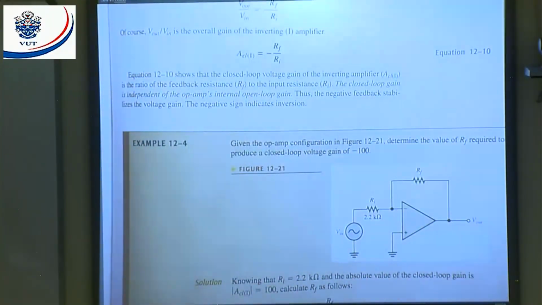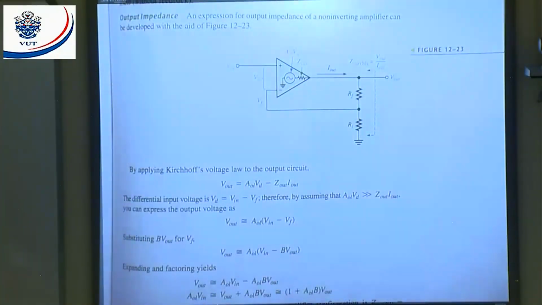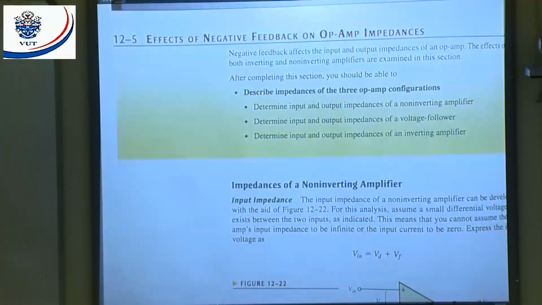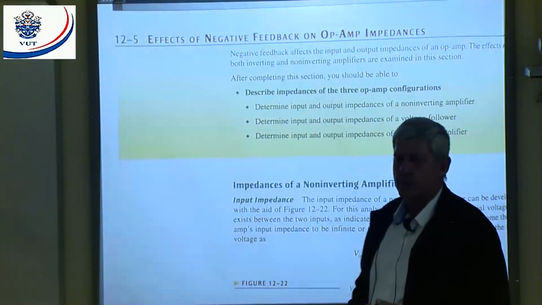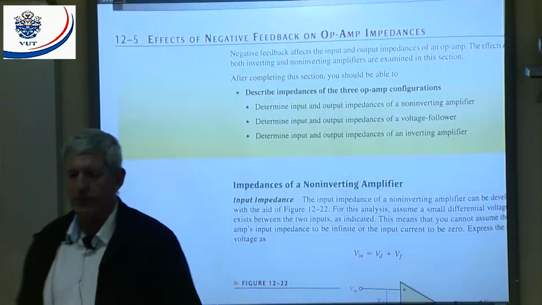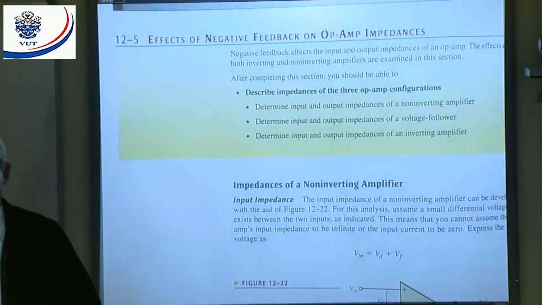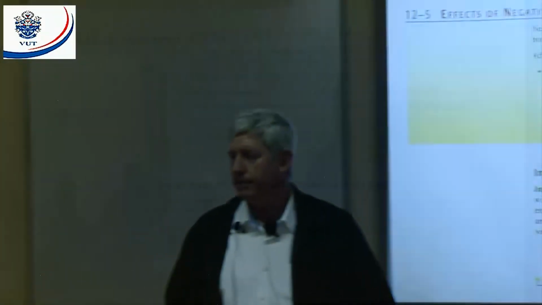All right, we did the voltage follower. We did the inverting amplifier. The next part of the work is going to be 12.5, effects of negative feedback on op-amp impedances. I think next class we will start with that. I want you to go through this part of the work, and then we'll start doing effects of negative feedback on op-amp impedances. Any questions of the work? Any questions?